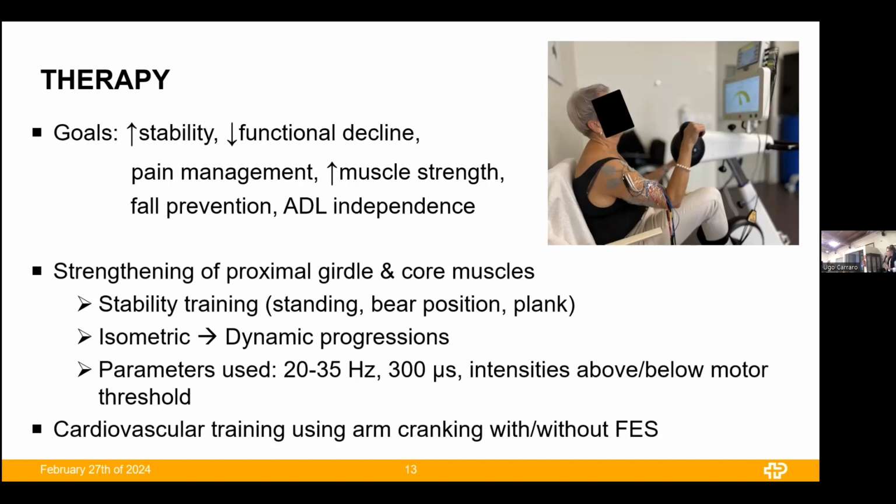By doing stability training, we do isometric exercises, but also moving on to more dynamic exercises in a closed chain. Everything in combination with FES. And for that, we use the parameters of 20 to 35 Hertz with 300 microseconds and intensities above or below motor threshold, depending on how she is on that day where she comes in to us. And we do cardiovascular training using arm cranking exercise, as you can see on the picture.